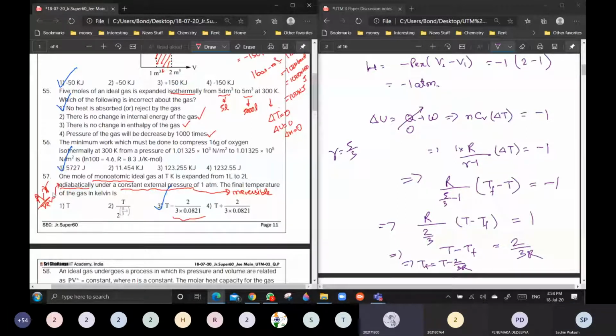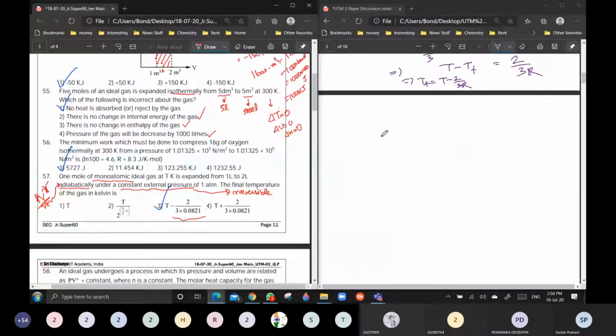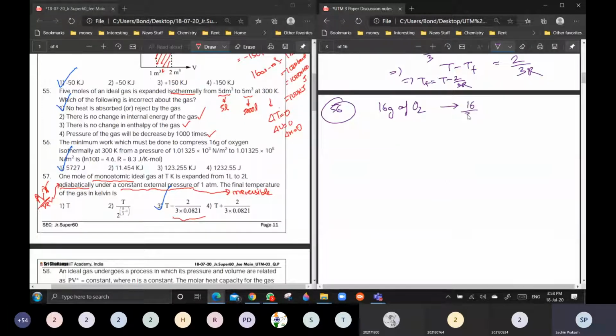In 56, I am getting option 2, sir. Okay, let us check 56. No, sir, option 1. Okay, let us see. There is no problem in that. So you see in 56, you have 16 gram of O2. That is 16 by 32 moles of O2. That is 0.5 moles. The only mistake which can be done is done here only.